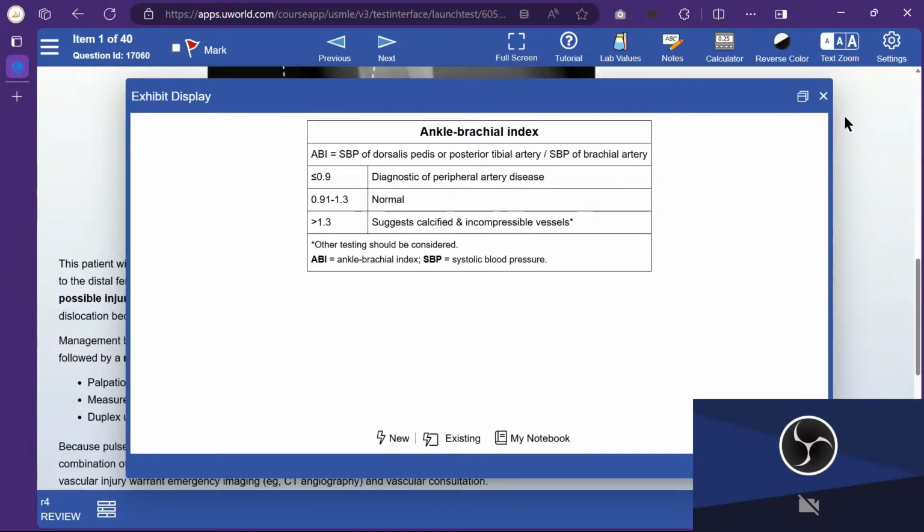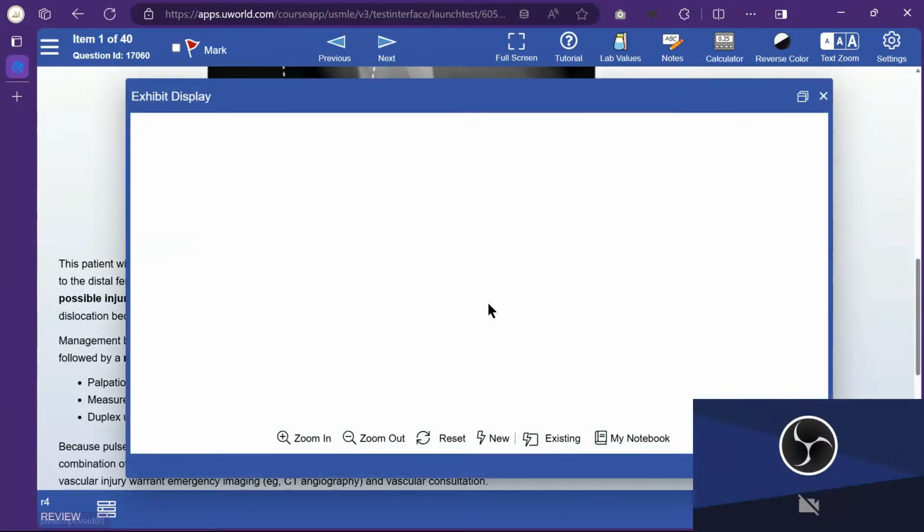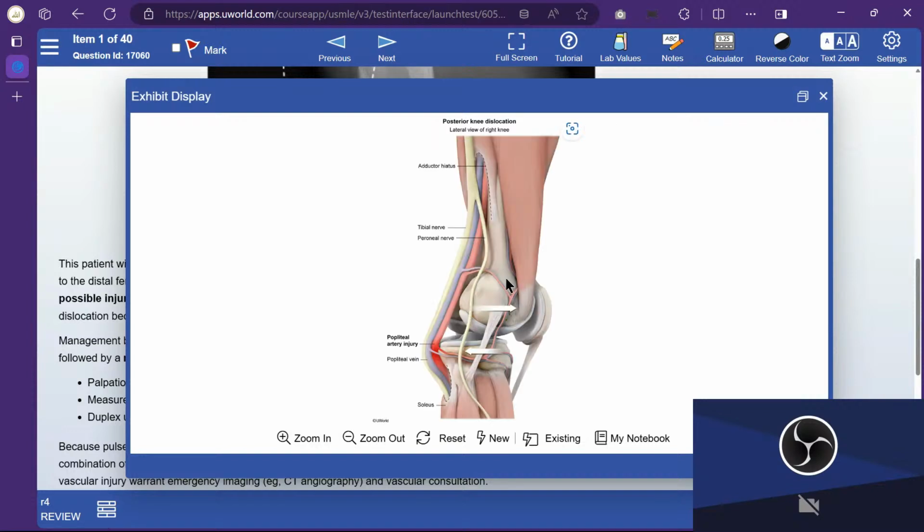That's why this happens. So meticulous vascular examination should be done because there is posterior knee dislocation. There may be some sort of arterial injury. There may be injury to the popliteal artery, the most feared complication of any knee dislocation. What artery can it be?